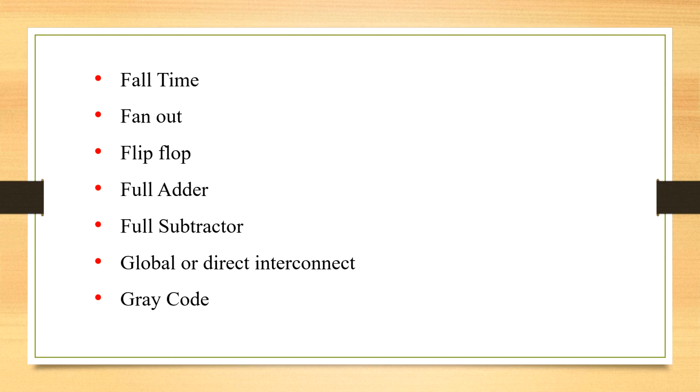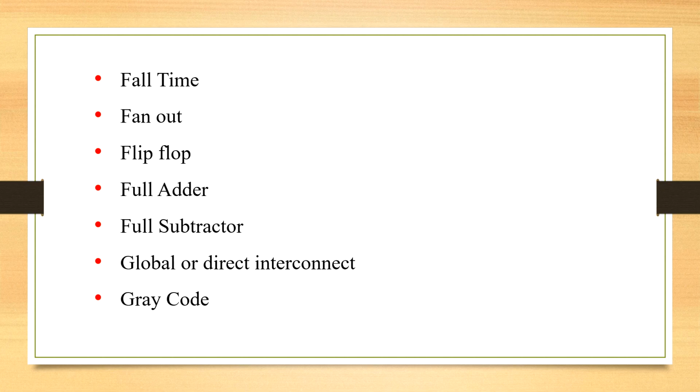Next one is a full adder. The circuit which performs addition of 3 bits is called a full adder. And next one is a full subtractor. It is a combinational circuit that performs a subtraction between 2 bits taking into account borrow of a lower significant stage. Next one is a global or direct interconnect. Each input and output of a CLB has a particular local interconnect pattern called global or direct interconnect.